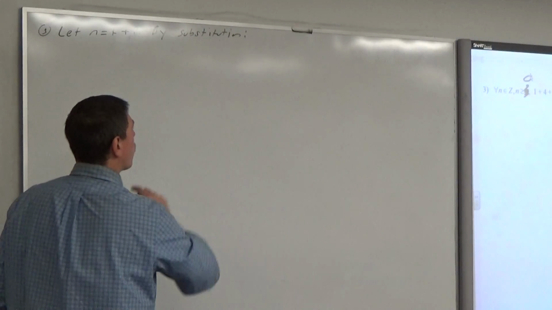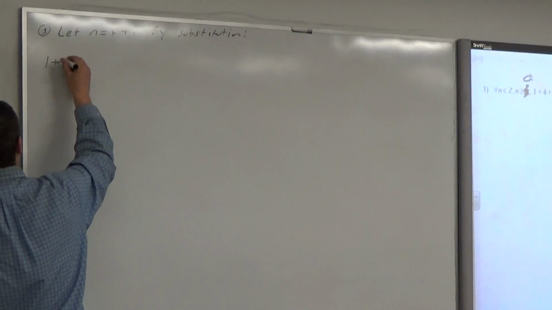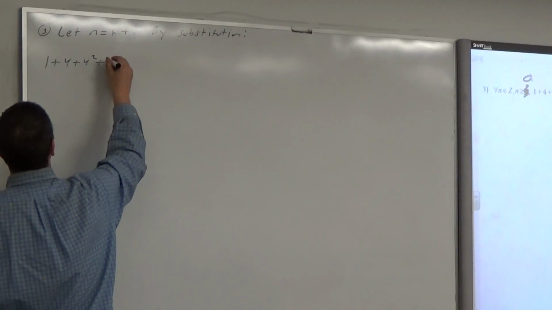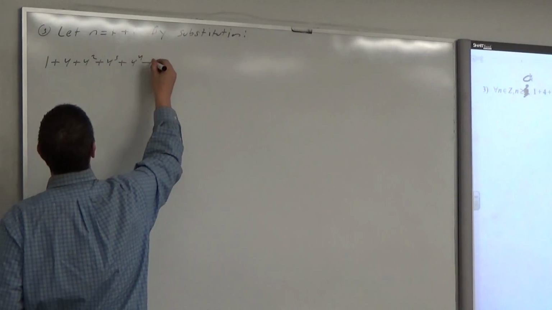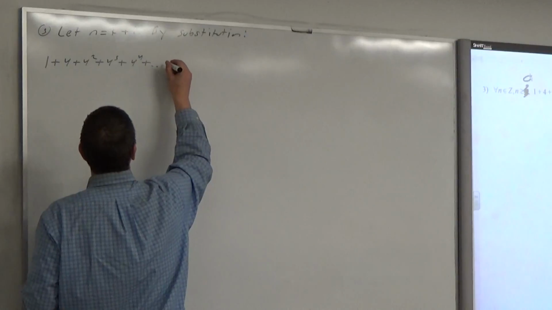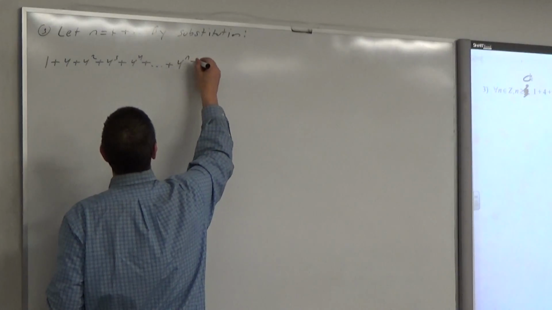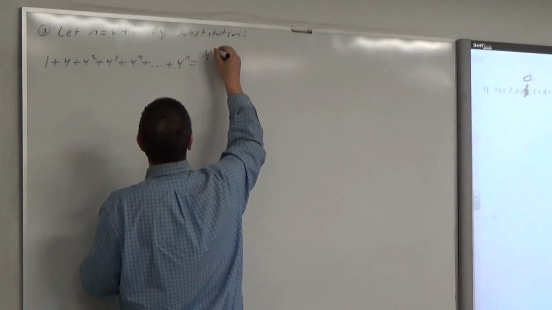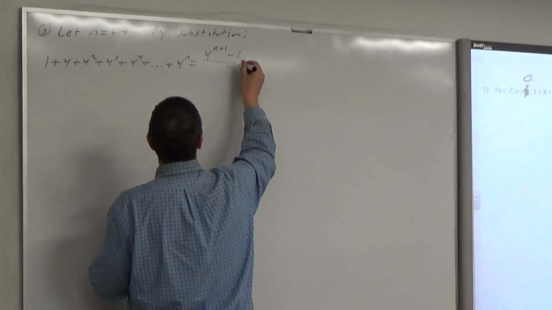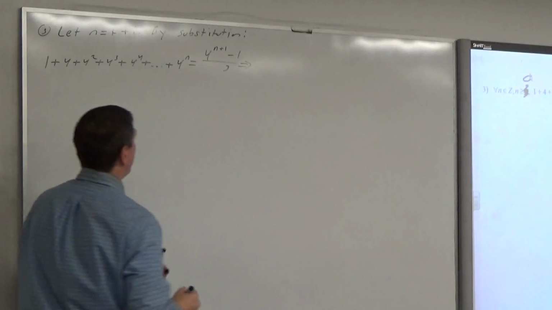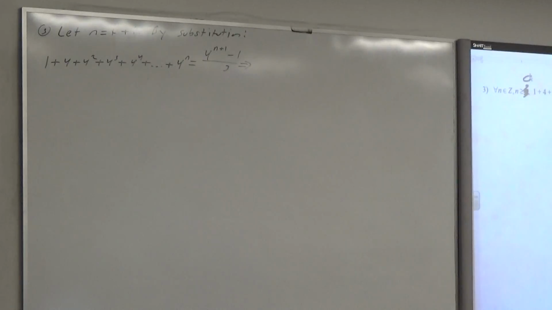We are going to say that the original formula, 1 plus 4 plus 4 squared plus 4 cubed plus 4 to the 4th plus, plus 4 to the n, which is equal to 4 to the n plus 1 minus 1 over 3, is going to become the exact same thing, except now we substitute k plus 1 back in. Does somebody think they might know what this is going to look like after we substitute k plus 1 back in for this?